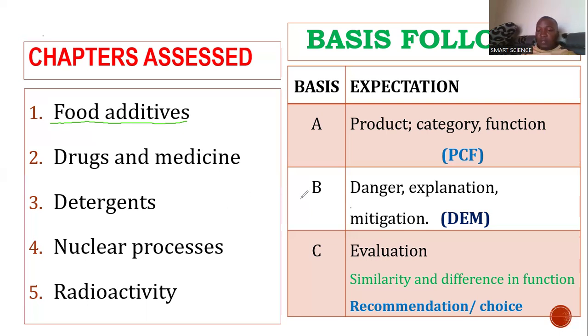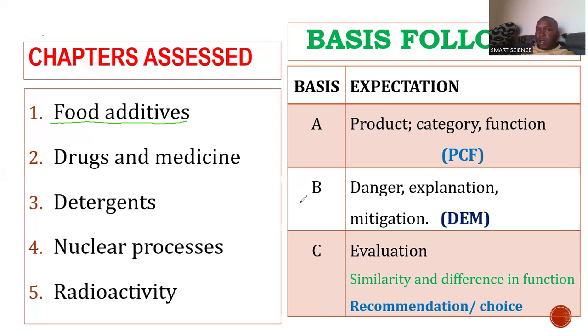Basis B, questions will assess danger, explanation and mitigation. And lastly, basis C will handle evaluation of the product. Evaluation is only in item 1. We are not seeing it in item 2 in section A. So we evaluate the product by giving the similarity in function, the differences in function, and then the choice. You recommend which one would be better. If I'm using a food additive, which one is better between a natural preservative and, let's say, a synthetic preservative?